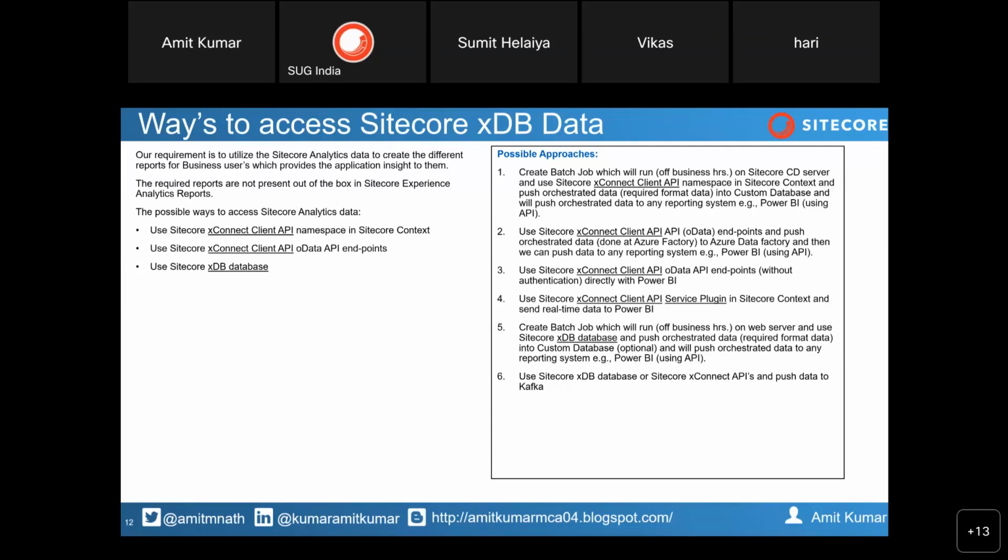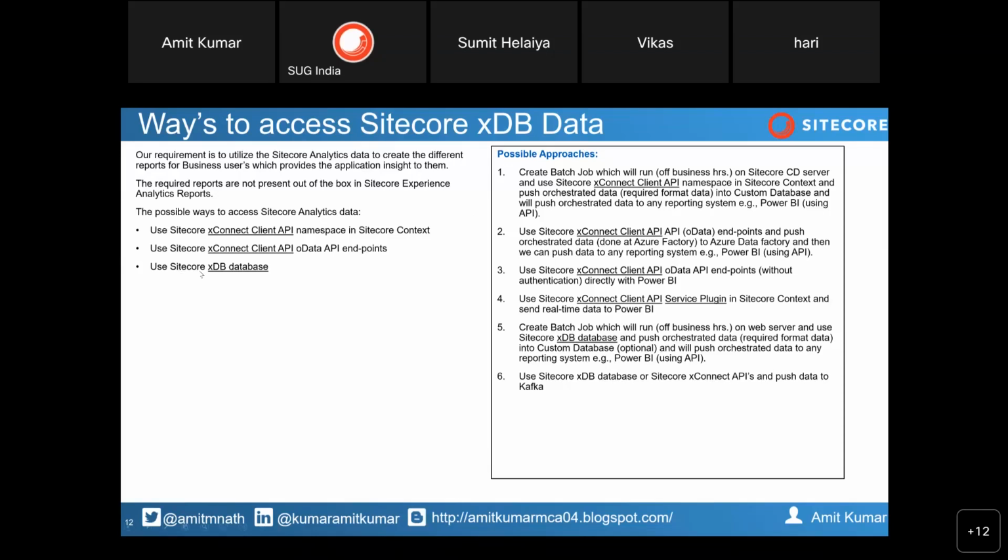The other is the Sitecore client API. Those are namespaces which you can utilize in any non-Sitecore application. There you need to pass the endpoint of your Sitecore xConnect client API. There are some settings where you need to pass the URL of the Sitecore xConnect collection service and the search service to the object which you are creating for your OData API endpoints. And you can access the Sitecore xConnect client API from a non-Sitecore context also.